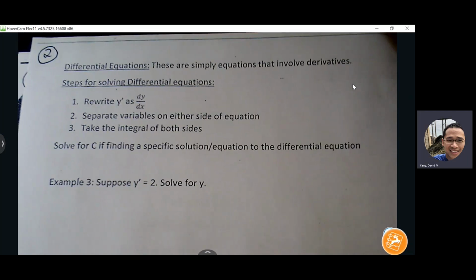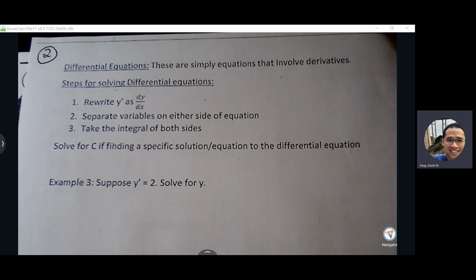Okay, so page 2 in the packet that you just picked up. Differential equations sound complicated, but these are just equations that involve derivatives. So if I have a derivative with an equal sign, that's a differential equation. Steps for solving differential equations: really, you're just taking the antiderivative, okay?